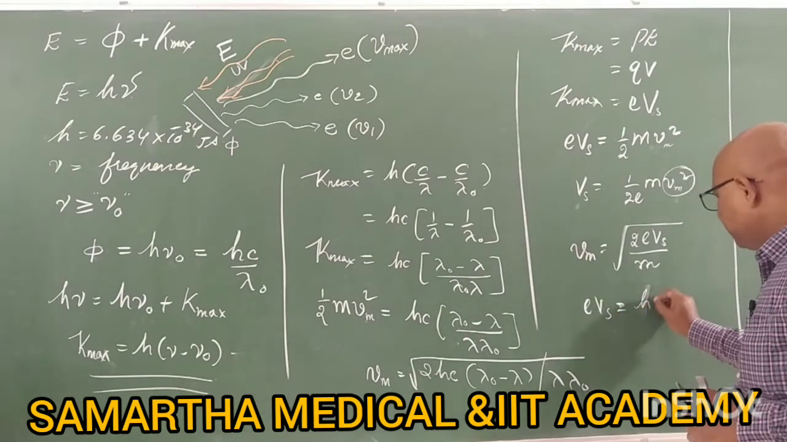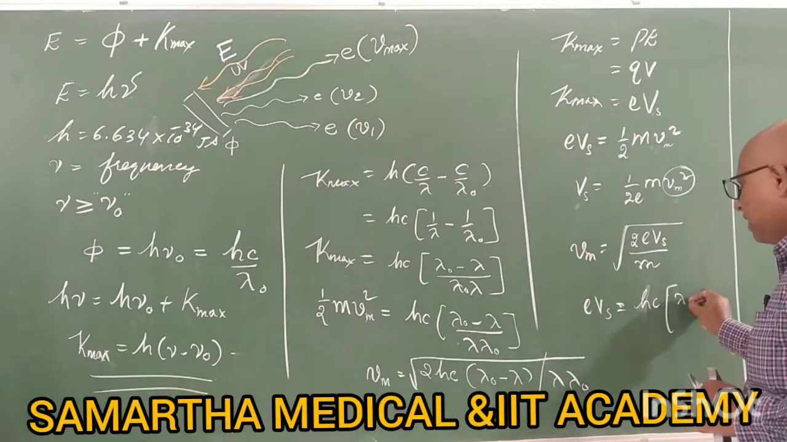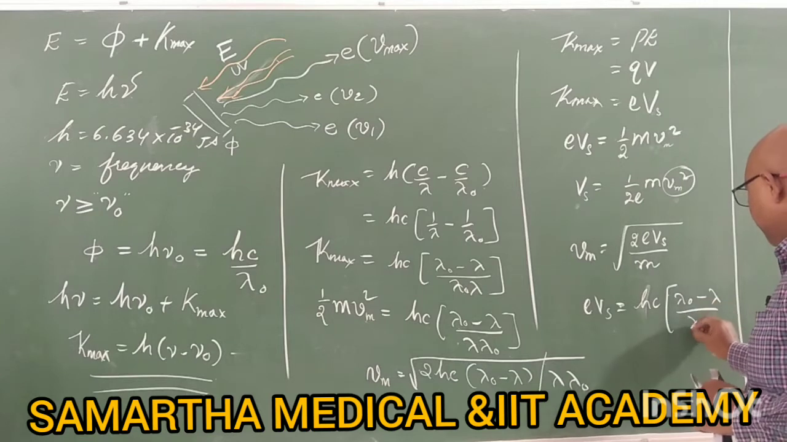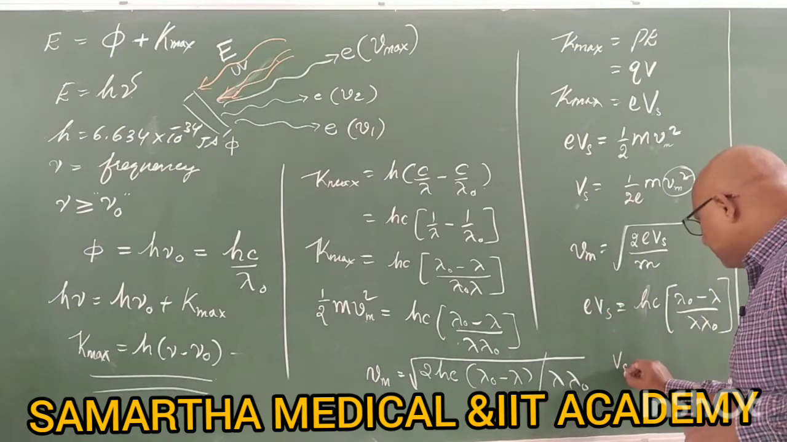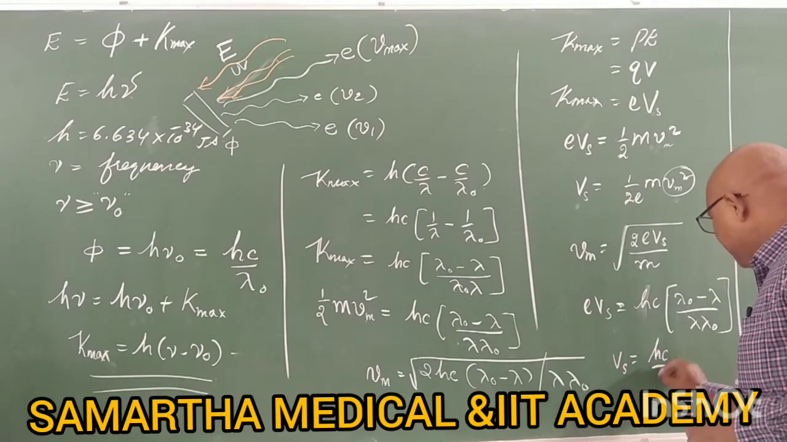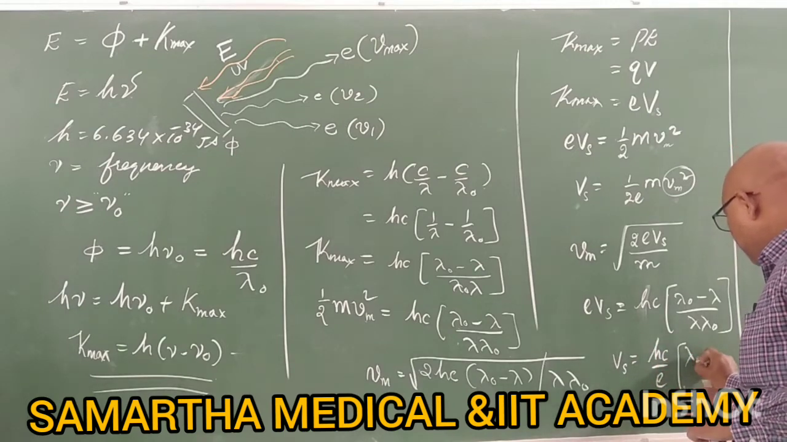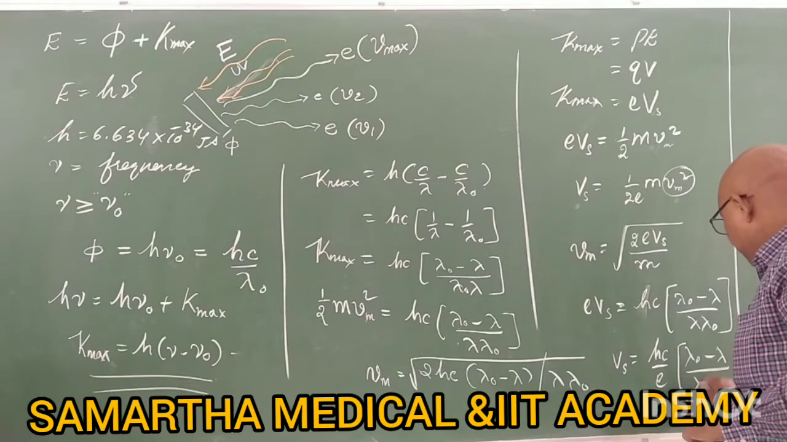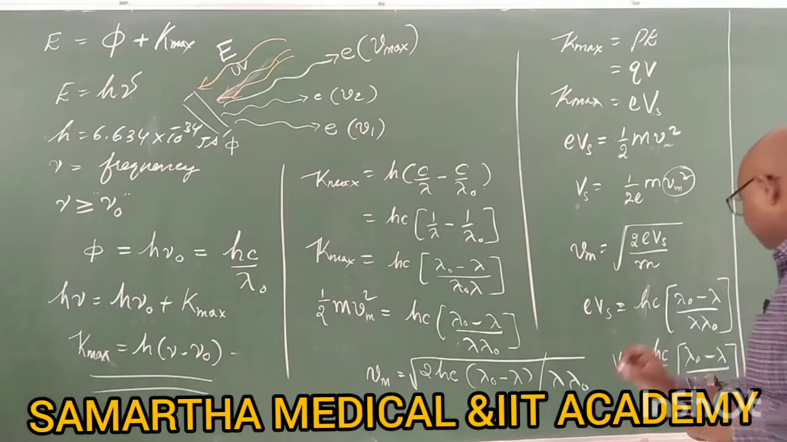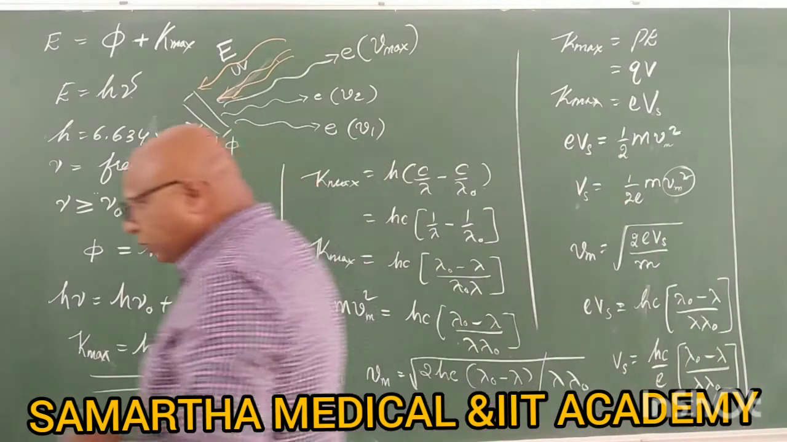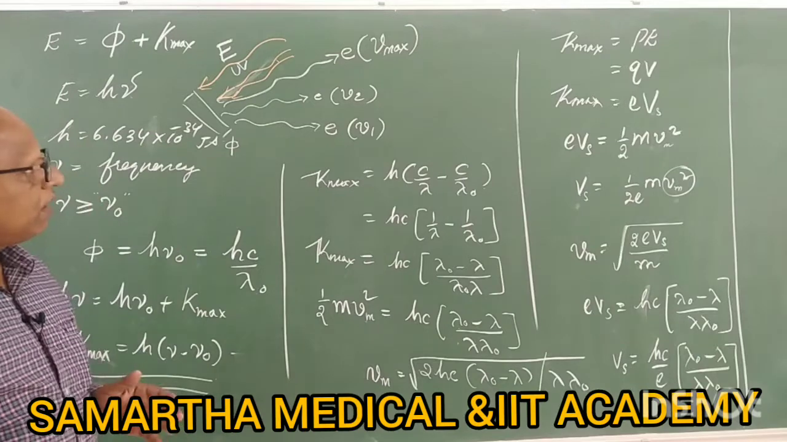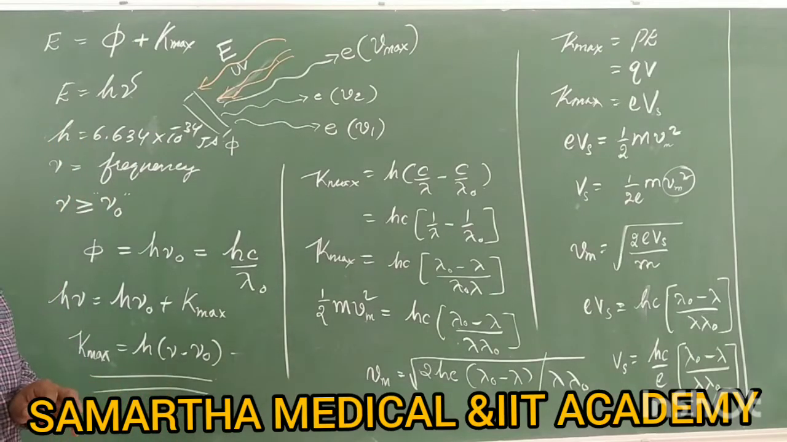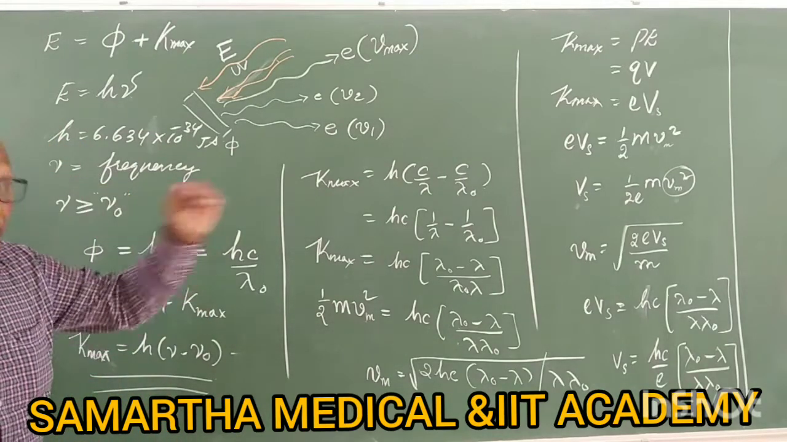this hc into lambda naught minus lambda divided by lambda into lambda naught, where Vs is equal to hc by E into lambda naught minus lambda by lambda into lambda naught. Here you should know the value of certain constants. Here in all these formulae, you should know how to calculate the value of certain constants.